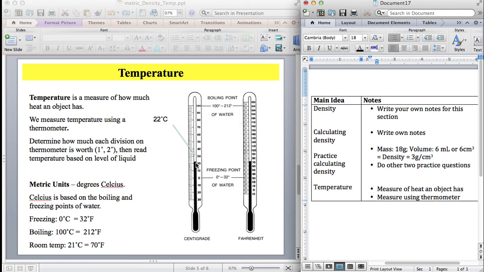We use alcohol thermometers in class. They have some red dye in them to make the alcohol easier to see. We don't have any mercury thermometers, so you won't get mercury poisoning in class, which is good.